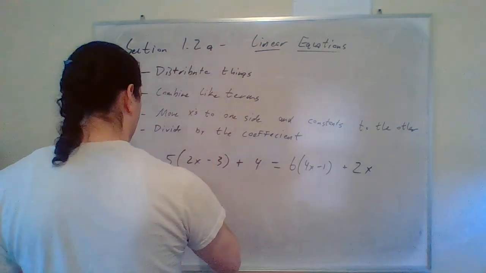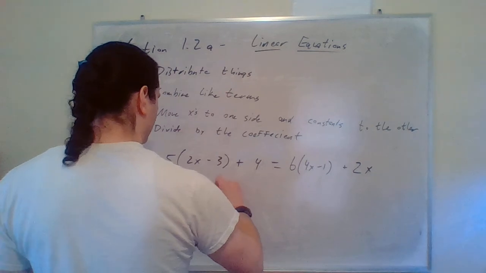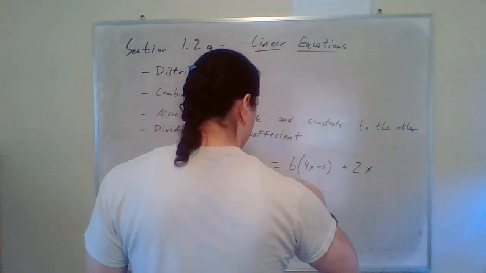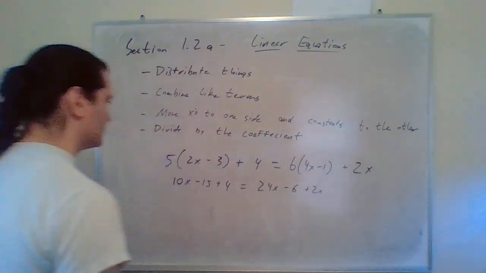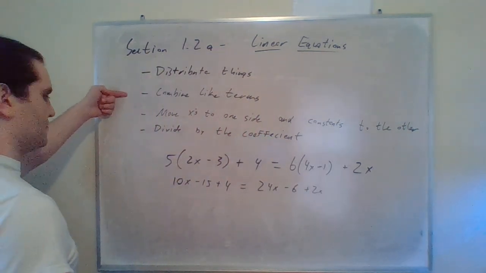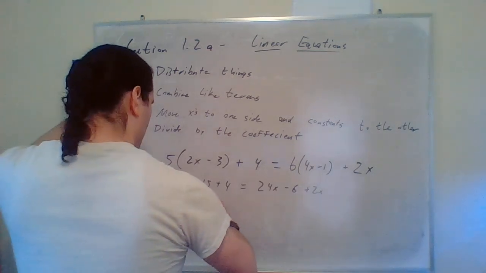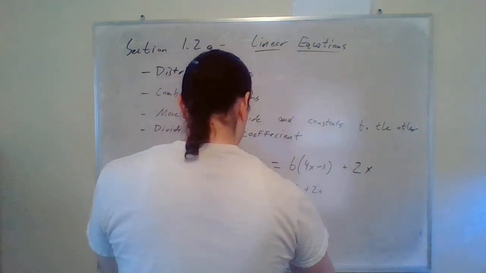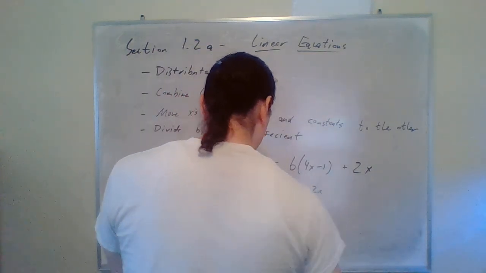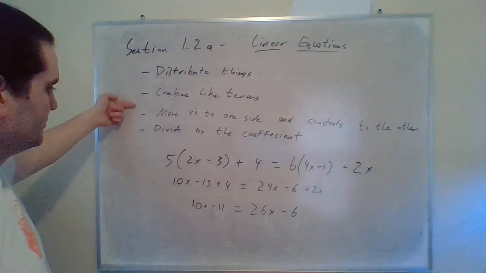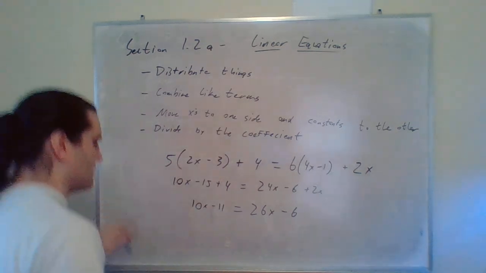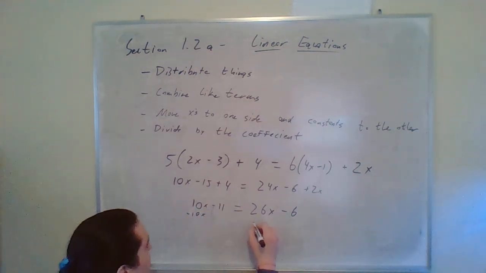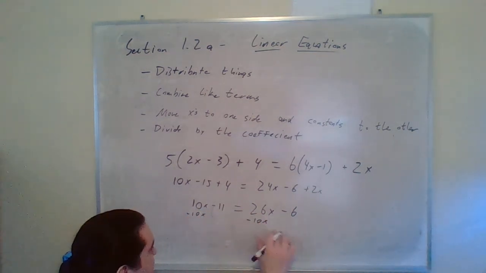We'll distribute first. 10x minus 15 plus 4 equals 24x minus 6 plus 2x. Check. We'll combine like terms. 10x minus 11 equals 26x minus 6. Check. Move the x's to one side and constants to the other. I'm going to subtract the 10x from both sides because it's the smaller one, and that keeps this positive.